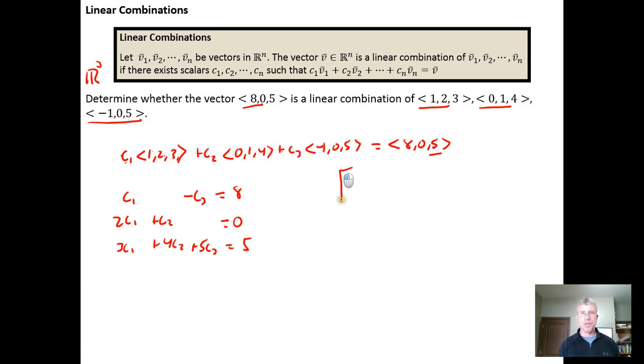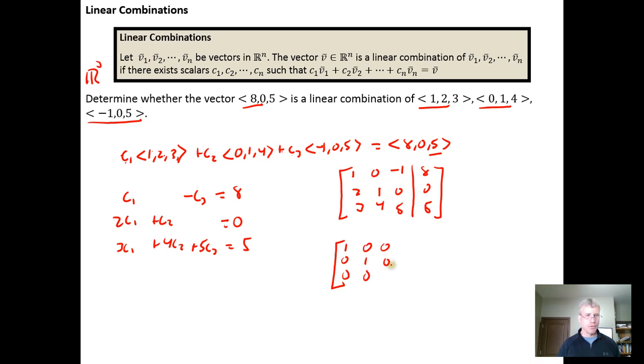So putting this into an augmented matrix, we get coefficient matrix 1, 2, 3, 0, 1, 4, negative 1, 0, 5, augmented with 8, 0, 5. And then using GeoGebra Classic 5, I put this augmented matrix into reduced row echelon form, and I got 1, 0, 0, 0, 1, 0, negative 1, 2, 0, augmented with 0, 0, 1.